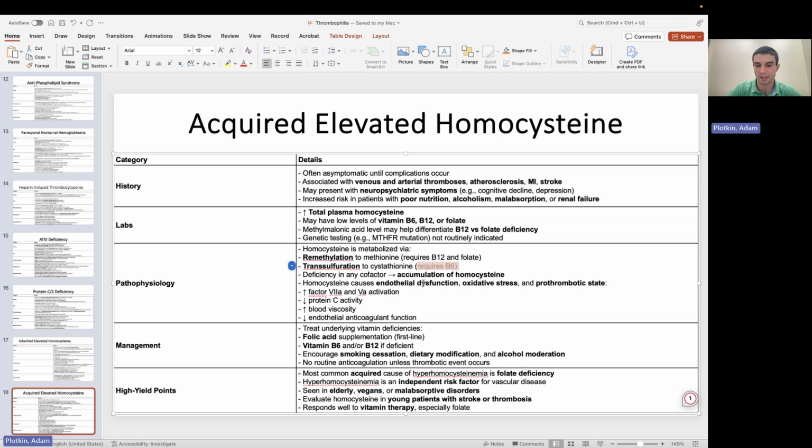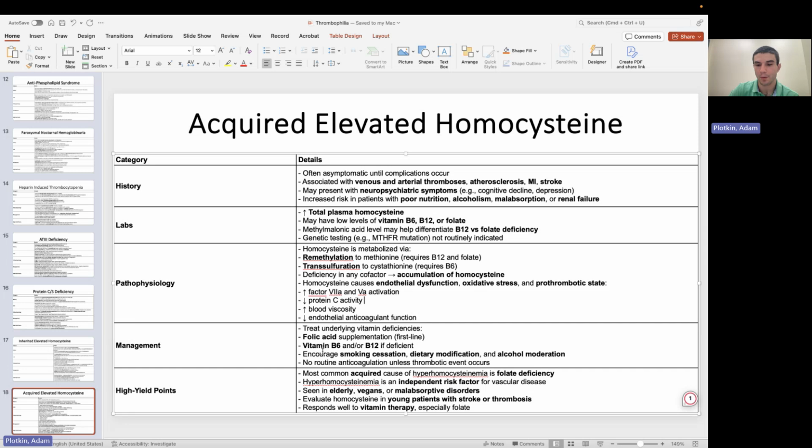Again, homocysteine causes endothelial dysfunction and oxidative stress in this prothrombotic state because it increases factor 7 and factor 5, it decreases protein C, it increases blood viscosity, and it decreases endothelial and anticoagulant function. So management, we treat the underlying vitamin deficiencies. Folic acid is always first line. It's the most common cause, so replace their folic acid. We'll give them vitamin B6 or B12 if they're deficient, and we try to encourage them to reduce their risk factors like smoking, dietary modifications, and alcohol.